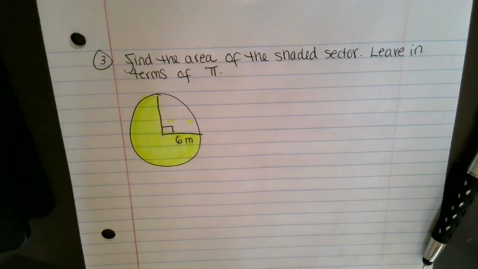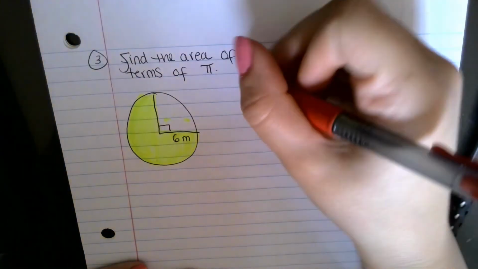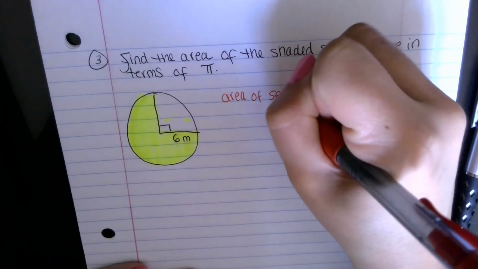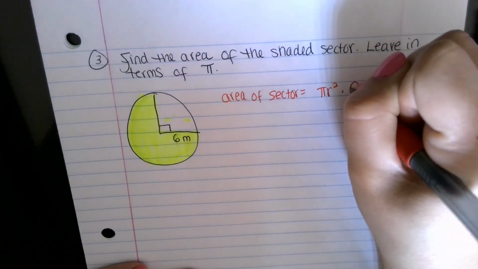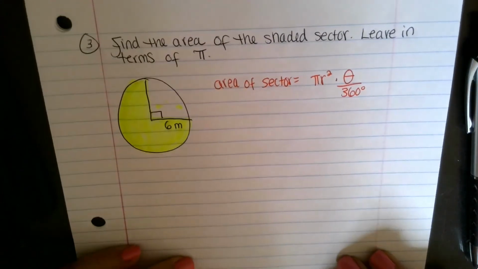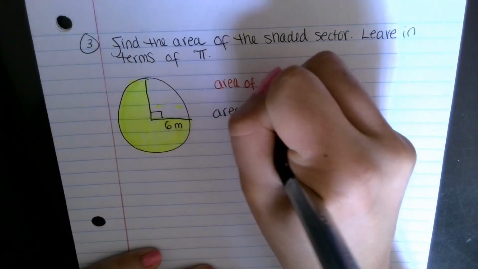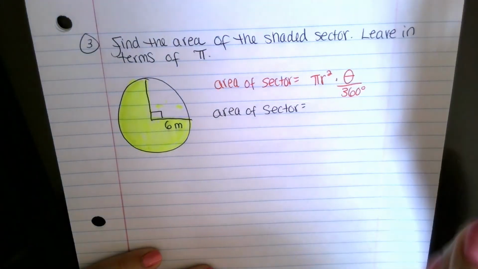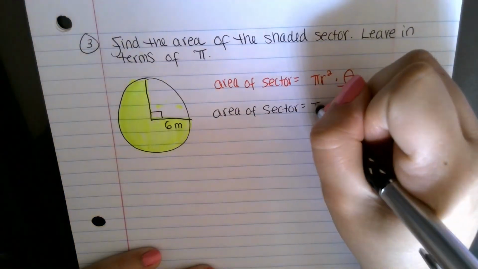Okay, so this way you do method 1 or method 2. I'm just going to do method 2. That's what I prefer. So I'm going to do the area of sector equals the area of the circle times my central angle all over 360 degrees. So this is what I'm looking for. I already have the radius, which is right here at 6.